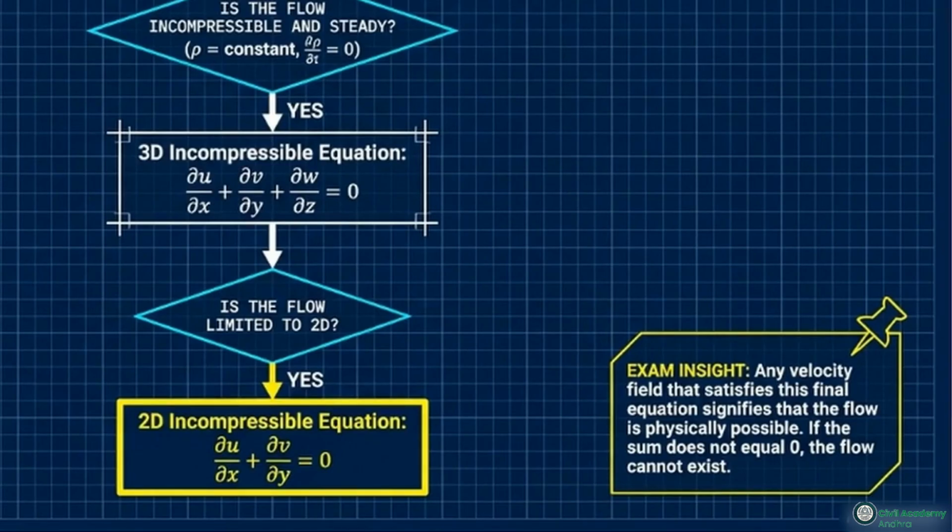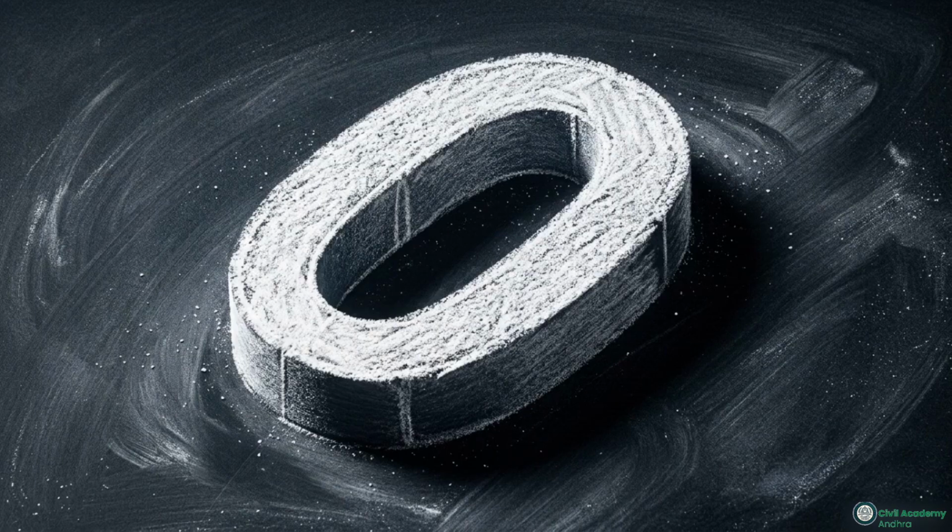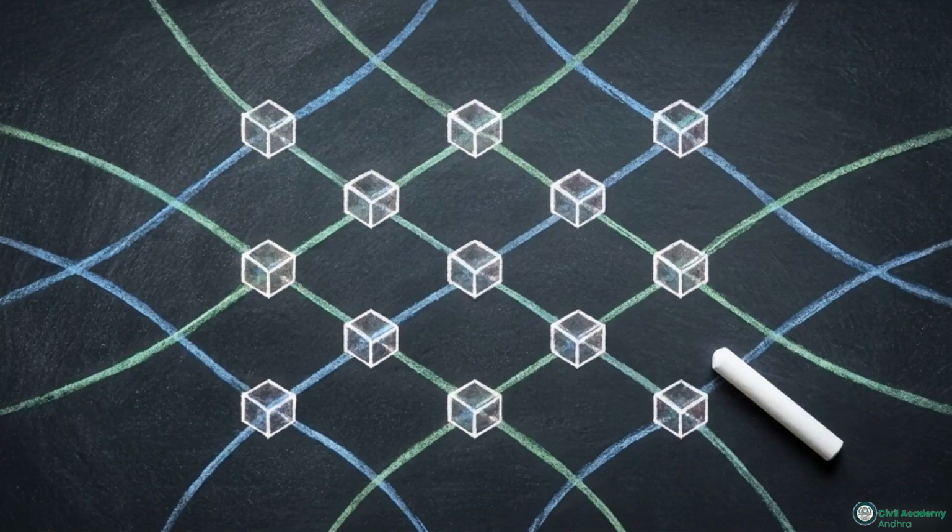Continuity is the non-negotiable law of fluid mechanics. If the velocity field does not balance to 0, matter is created or destroyed and cannot exist. Once continuity confirms a flow can exist, we construct its final architectural framework, the flow net.